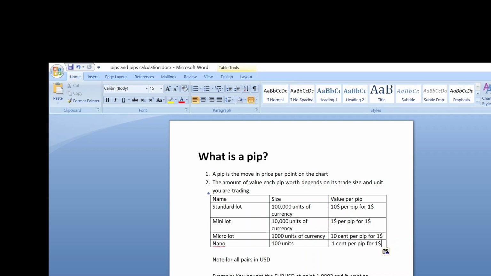Then let's go to the mini lot. Remember, these are types of account. By the time you are registering with a broker, they will ask you which type of account you want. Is it a standard lot, a mini lot, a micro lot, or a cent? Nano is still the same thing as a cent account.